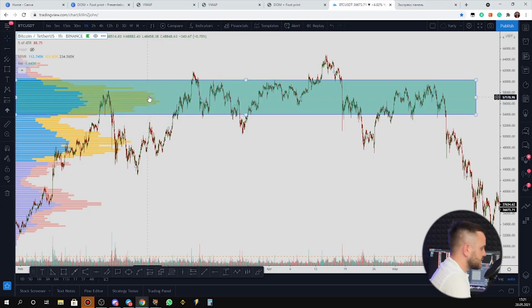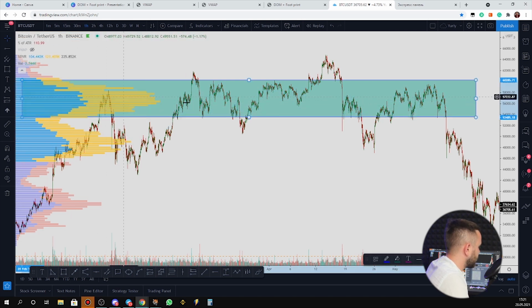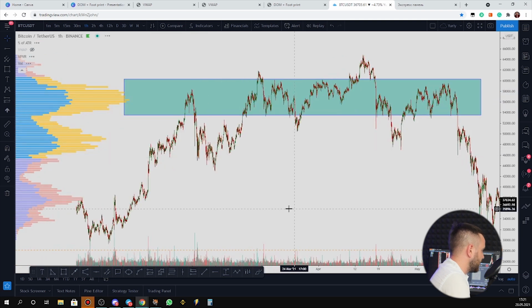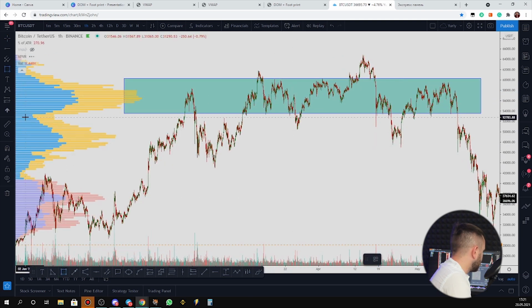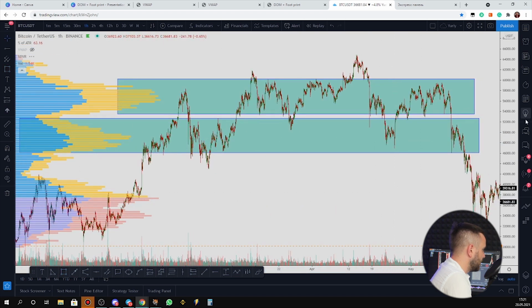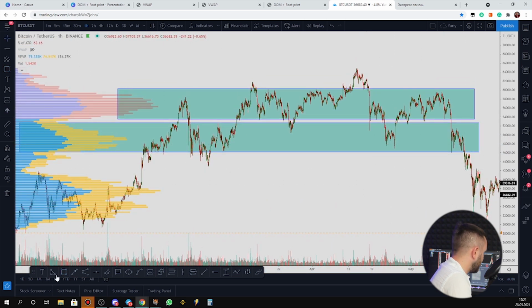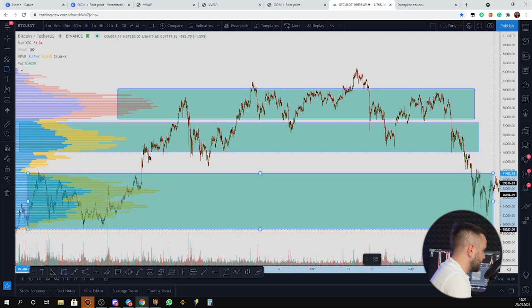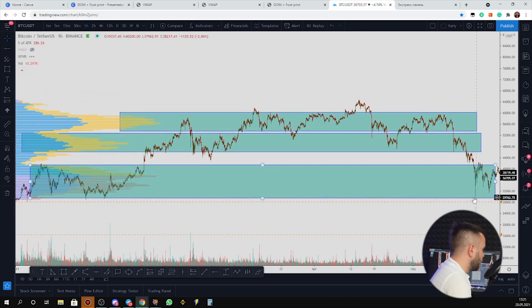As you can see, my friends, what's going on. This massive value area, and take a look, when price broke this massive value area, what happened after that? Price dropped to another value area here. As you can see, two value areas, and only the border of this value area stopped that trend. Price dropped exactly to the border of this value area.